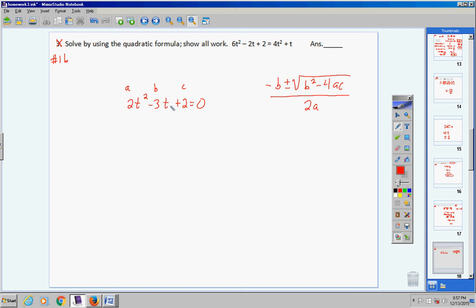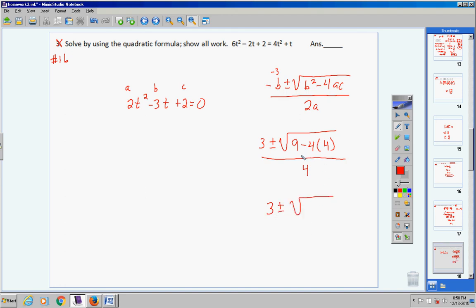So b is negative 3. I've got a negative sign here, so negative 3 is a positive 3, plus minus the square root of b squared. B is negative 3. When you square negative 3, you get 9. Negative 4 is next. Then do AC in your head. 2 is A, 2 is C, 2 times 2 is 4. All over 2A. 2 times A is 2, 2 times 2 is 4. Next.